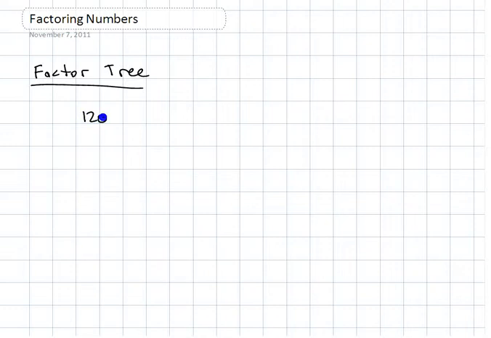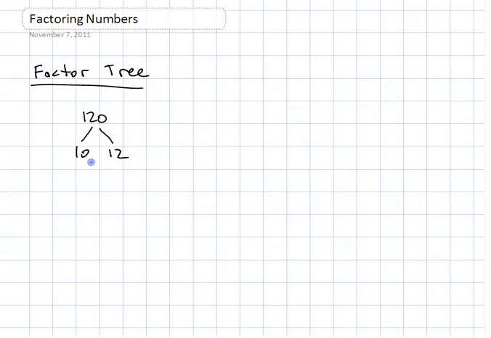120? Let's do 120. What you do, a factor tree is breaking it apart, one by one, into numbers that multiply to give you that number. For 120, you could start with any two numbers that multiply to 120. You could start with 2 and 60, or you could start with 10 and 12. You can start with whatever you want, okay? I'm going to start with 10 and 12.